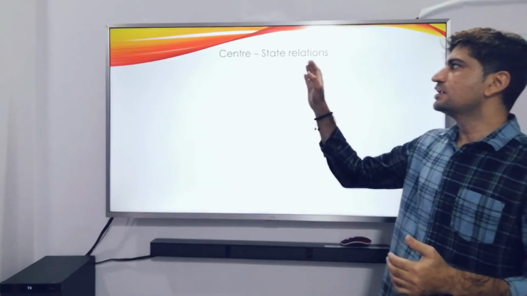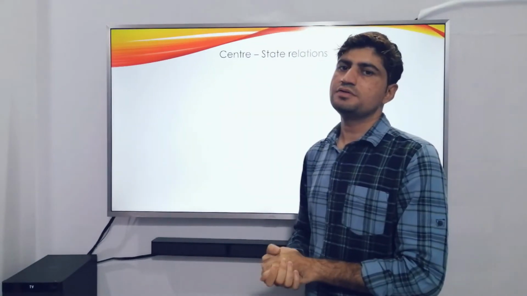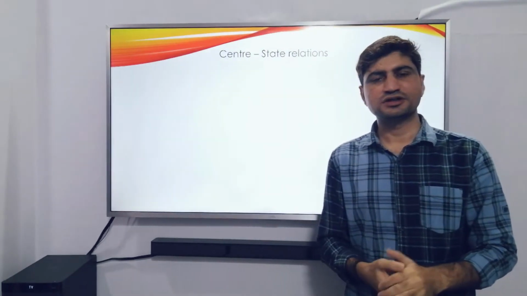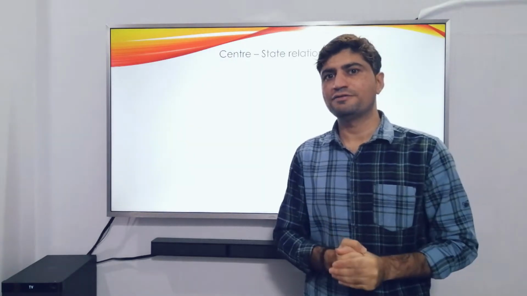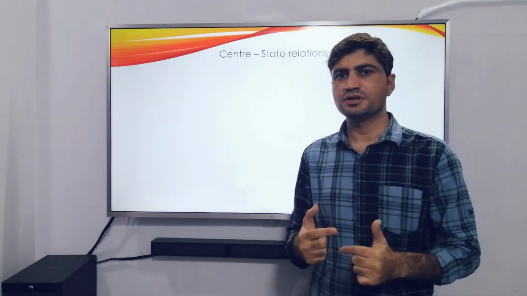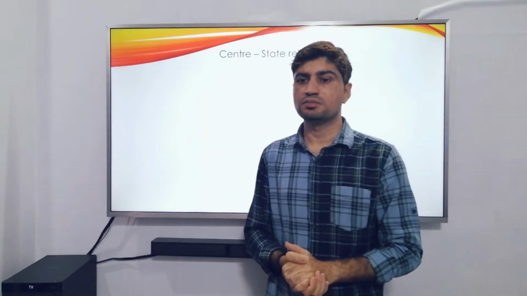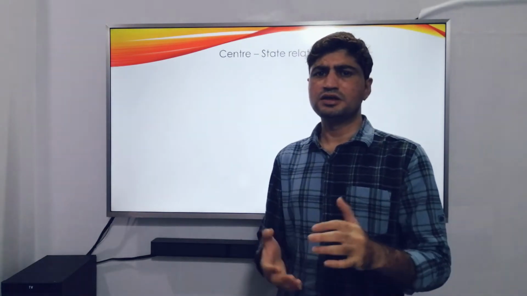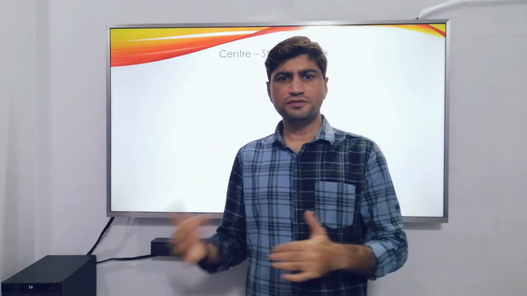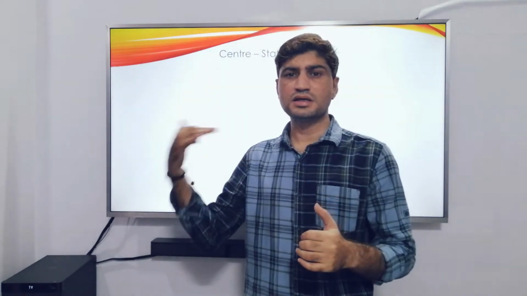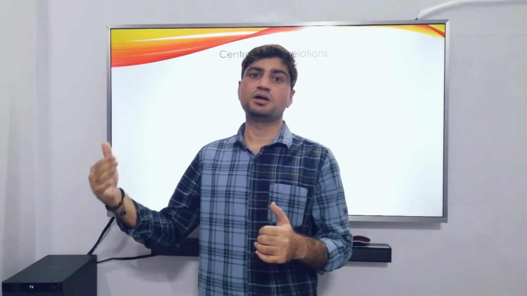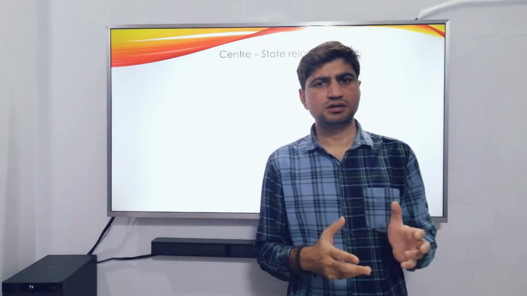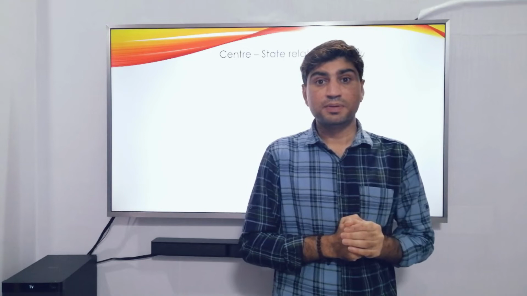Now, next is center-state relation, which is important. For a better federal country, the relation between the central government and state government is important. Many times, even in history, we have seen that different states are ruled by different political parties, and in the central government a different political party rules. So sometimes it happens that the central government uses partial policy.